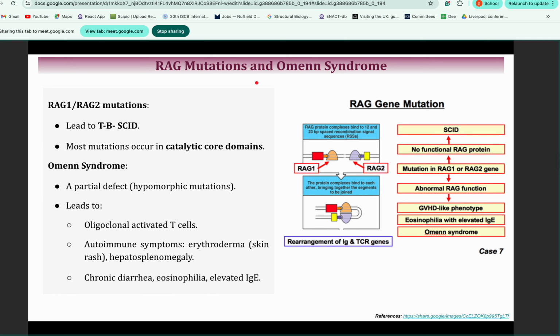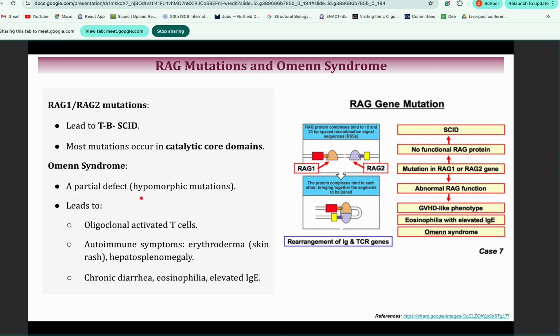Then comes the RAG mutations and Omenn syndrome. RAG mutation means there is mutation in the genes RAG1 and RAG2, and that leads to T negative, B negative SCID. That means both the T cells and B cells are absent. Most mutations occur in the catalytic core domains. So if we talk about where the mutation happens in these RAG proteins, it is in the catalytic core domains, for example, which is shown here, and these domains are responsible for the catalysis. Then comes Omenn syndrome.